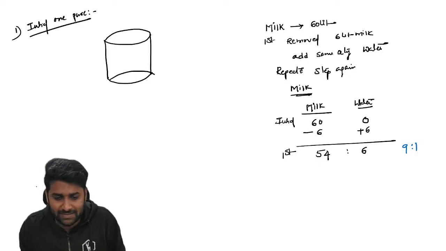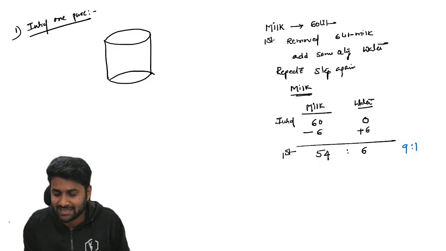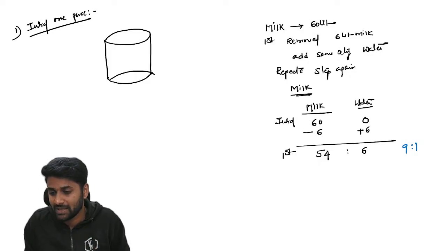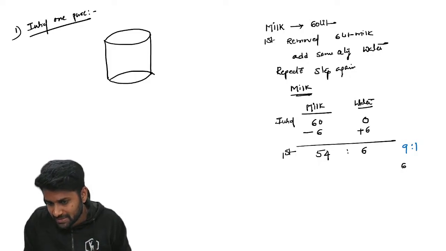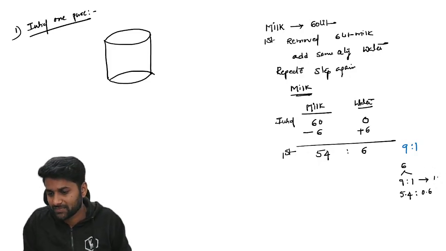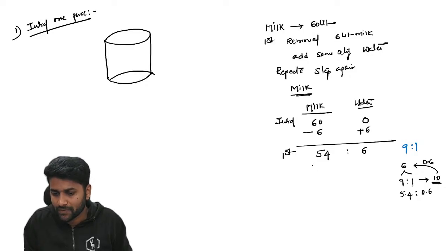And you have to repeat the step. Again, we are removing 6 liters. If you are removing 6 liters, remember that you will get milk and you will get water also. Out of 6 liters, the ratio of milk and water is 9 is to 1. It means 5.4 liters of milk and 0.6 liters of water we will get out. Sir, how will we get this? So 9 plus 1: if it is 10 liters, 9 liters is milk, 1 liter is water. 10 becomes 6, so each is multiplied by 0.6. Out of 6 liters, we have to remove 5.4 liters of milk and 0.6 liters of water.